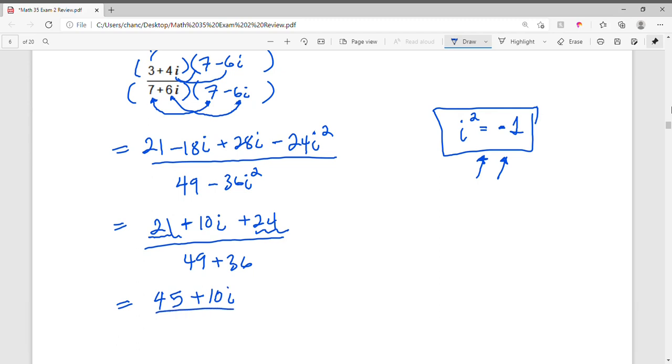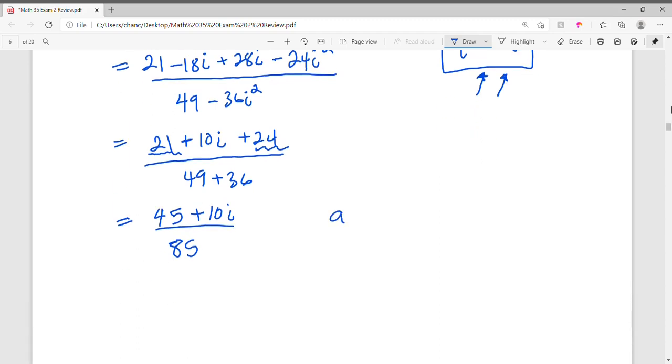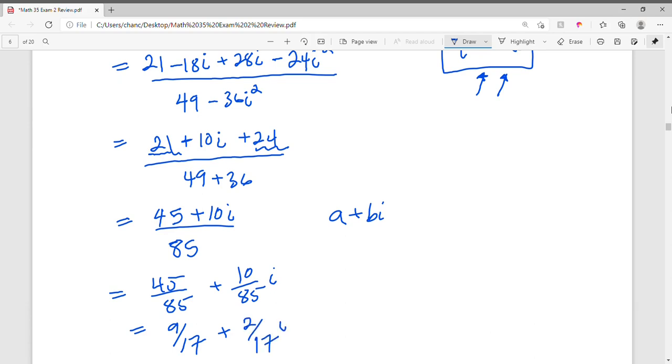And on the bottom, we have 49 plus 36, which simplifies to 85. But we're not quite done yet. We have to simplify this in a plus bi form. So let's take 45 and put it over 85, and we'll put 10 over 85 as well, and then simplify. 45 over 85 is the same as 9/17, and 10 over 85 simplifies to 2/17, and we'll have to include the i. So this is our solution, 9/17 plus 2/17 i.